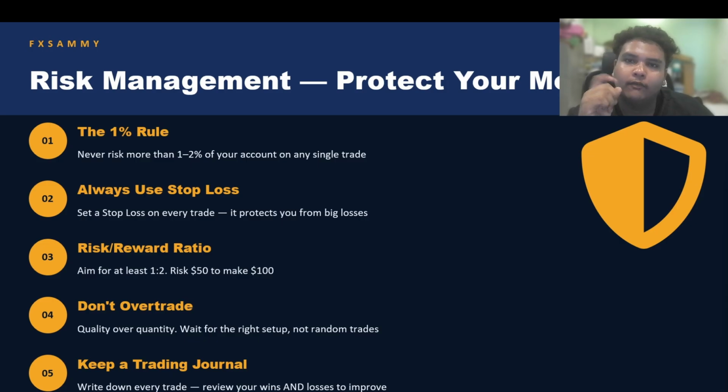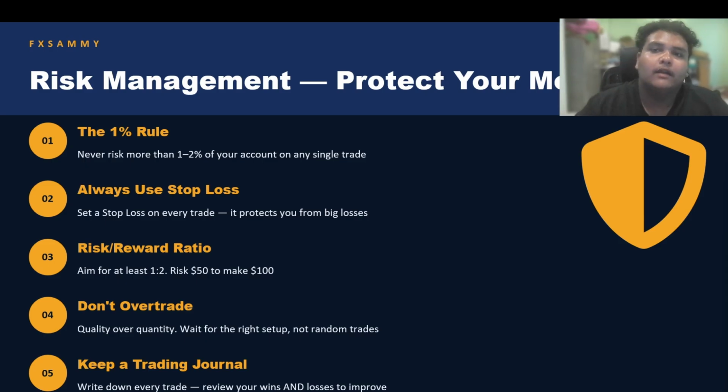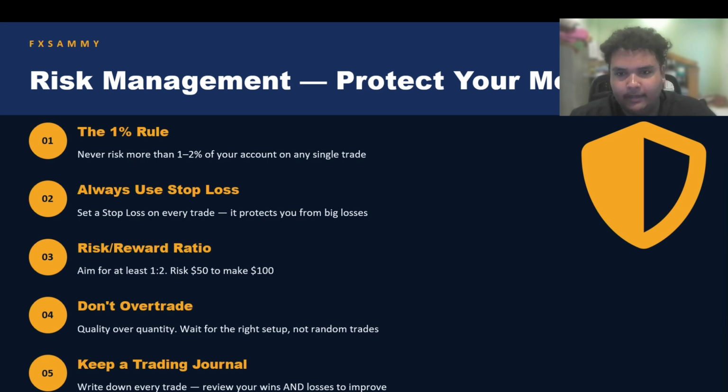Third, risk reward ratio. Aim for at least 1:2: risk $50 to make $100. I will give you one example. Say you are trading 5 days in a month, Monday to Friday. First of all, what is the 1:2 risk reward rule? I'm giving you an example as per our capital of $1,000.